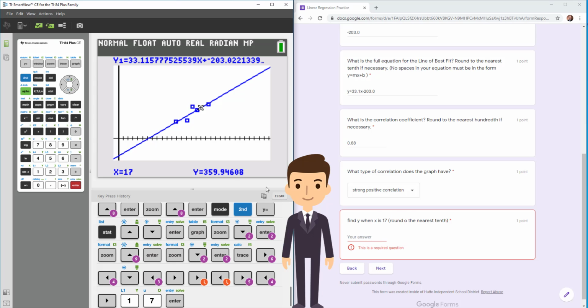They want me to round once again to the nearest tenth. So if I'm looking at my tenths place, this is the 9 here. If I look to the right of that 9, I have a 4 there. Well, that 4 is not at least 5. It has to be at least 5 to make this number change. So this is just going to stay 359.9.